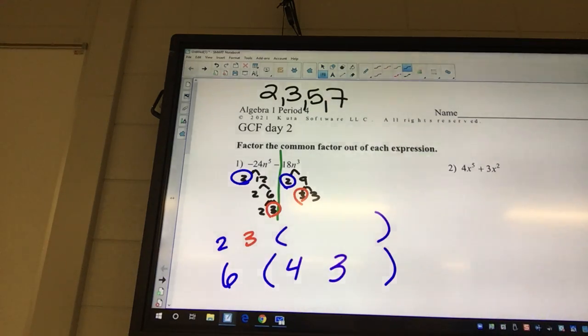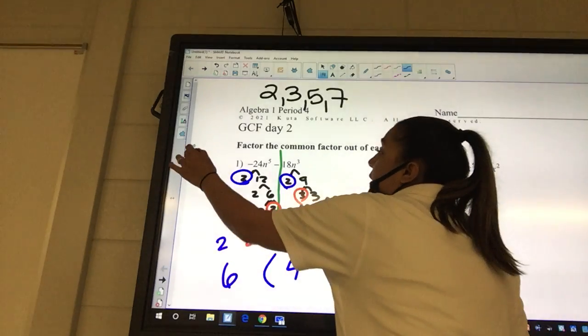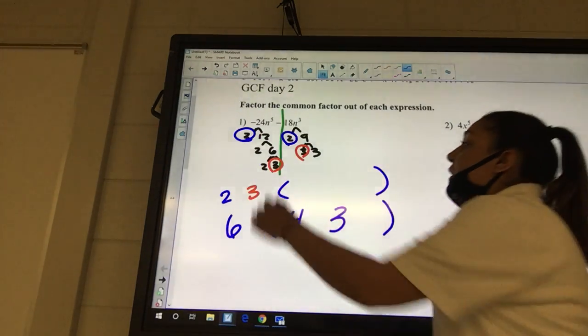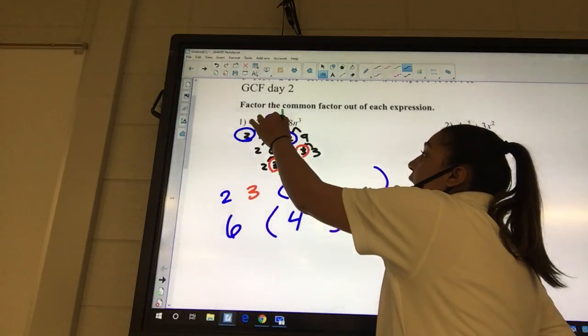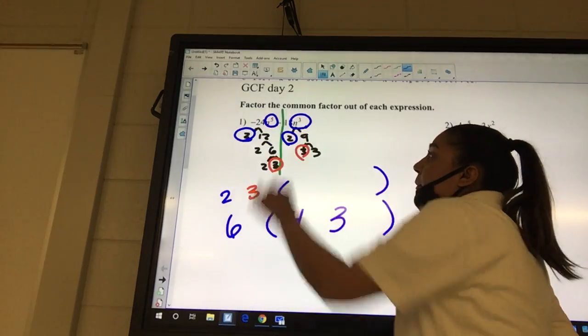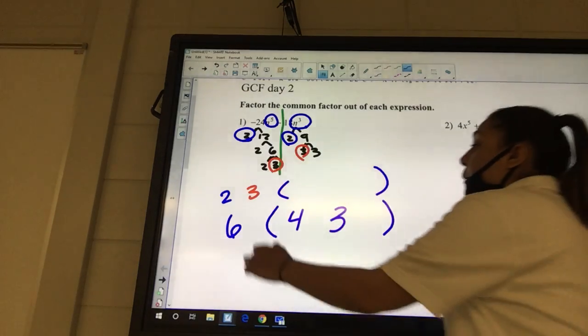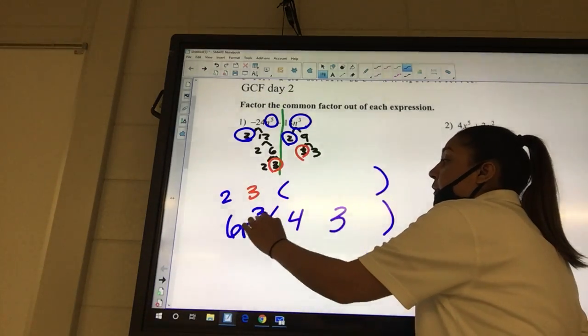So you always look up here and you say, well, what is the smallest amount of n's? So this guy has 5 n's, n to the 5, and this guy has 3. So you can only pull out the smallest amount. The smallest amount then is going to be 3. So you're going to put an n to the 3 on the outside.